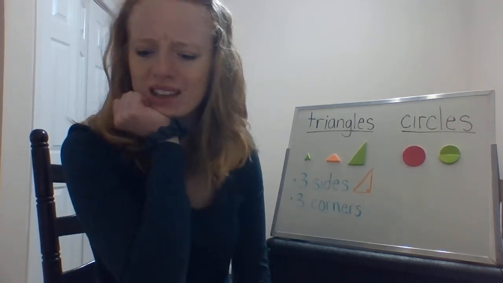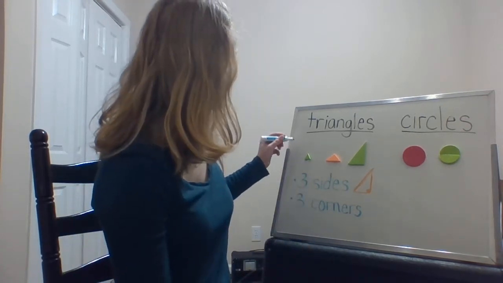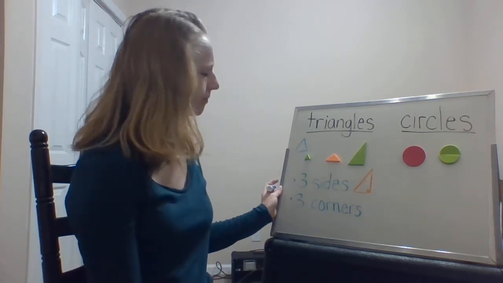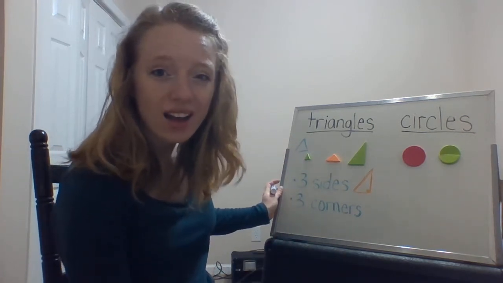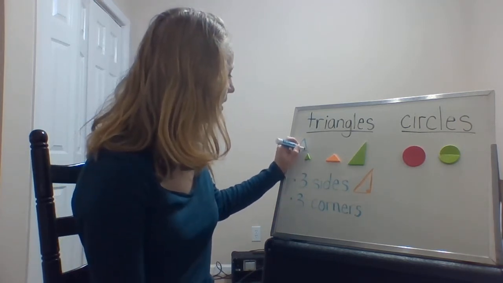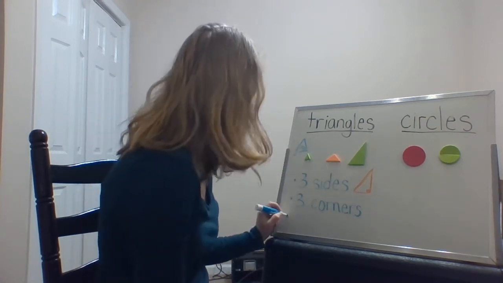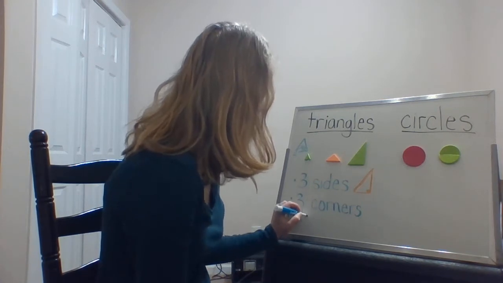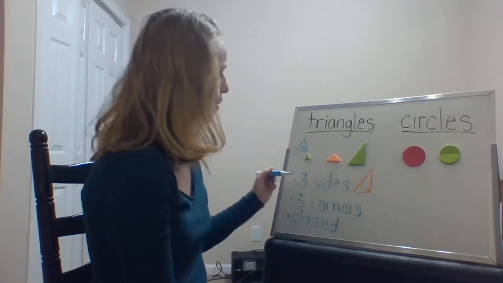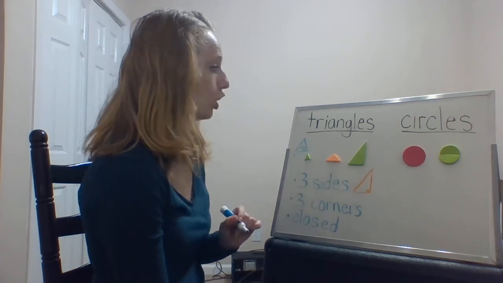Now there's one more thing that a triangle has to be. Is that a triangle? Why not? Oh, see, it's open. If I keep an animal in there, he's going to be able to crawl out. So a triangle also has to be closed. So 3 sides, 3 corners, and closed.